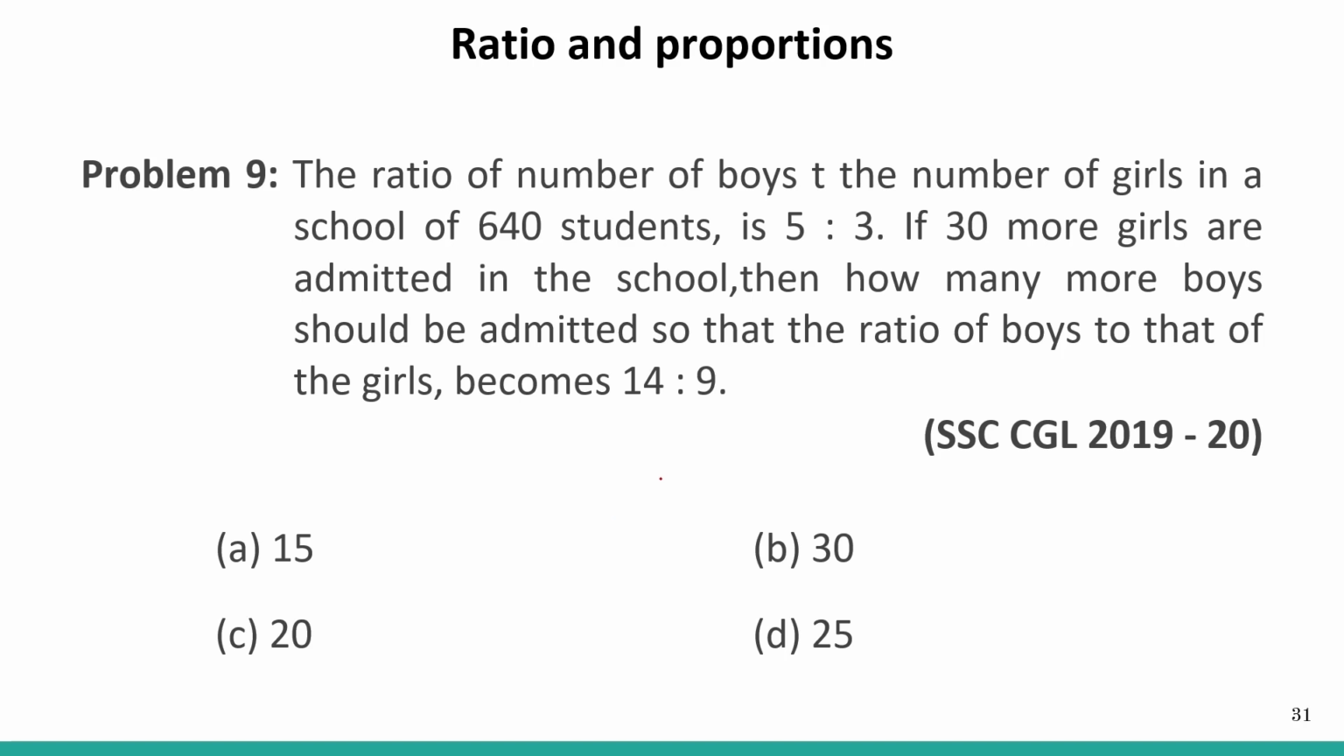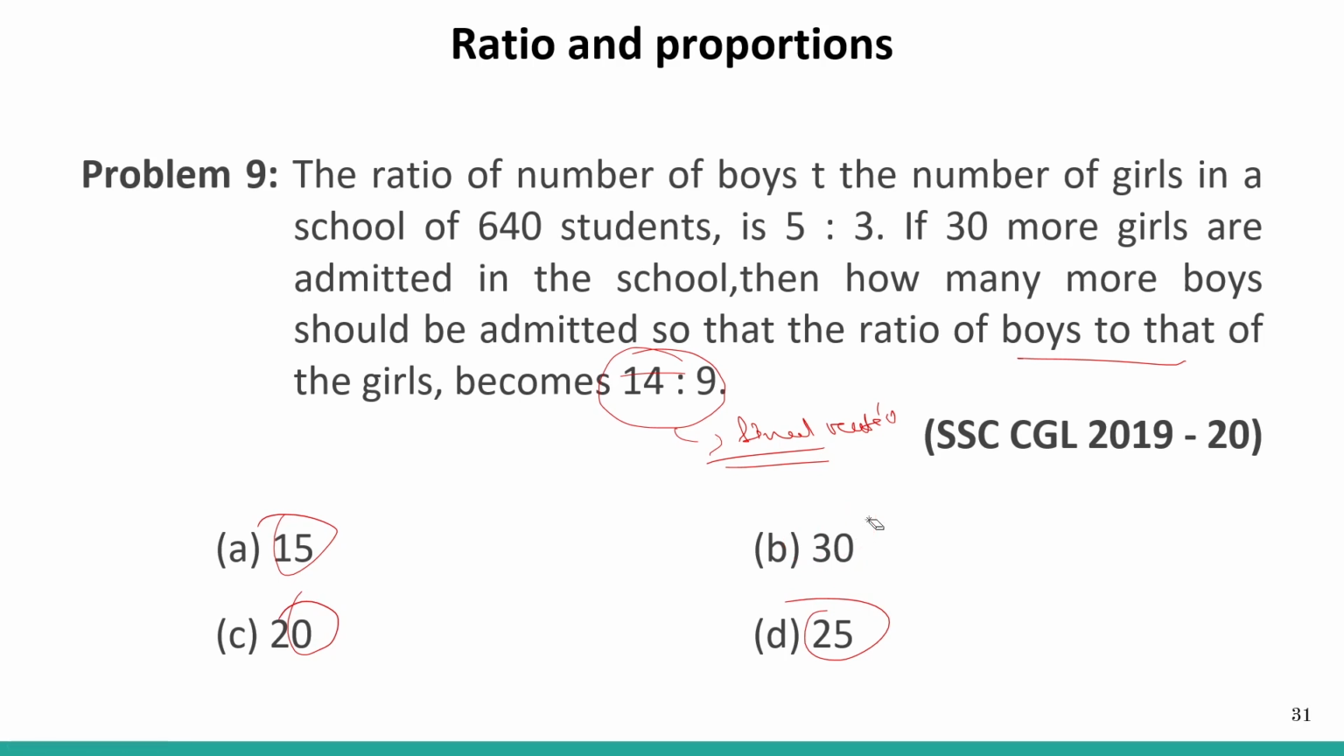So the ratio of the number of boys to the number of girls in a school is 5 is to 3, and the total number of students is 640. If 30 more girls are admitted to the school, then how many more boys should be admitted so that the ratio of the boys to that of the girls becomes 14 is to 9? This is the final ratio that we actually want. So is it 15, 20, 30 or 25?